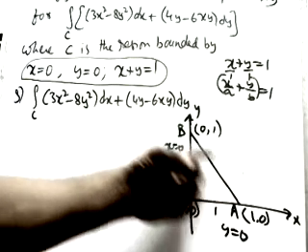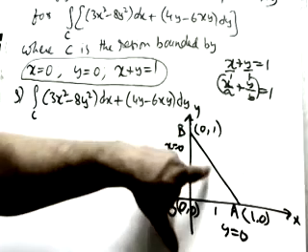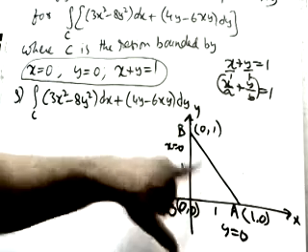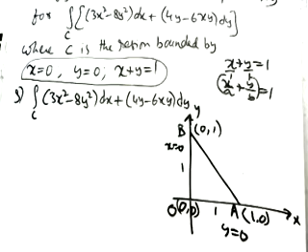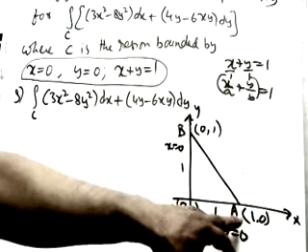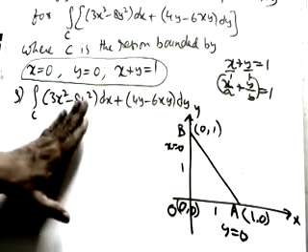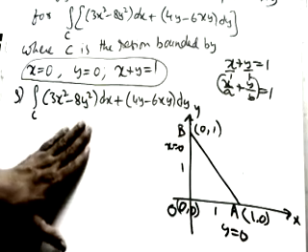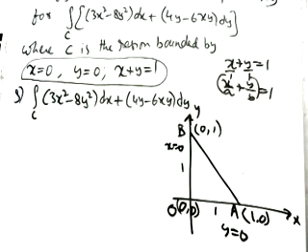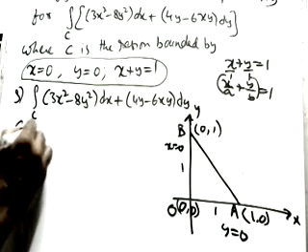So we have this curve OA, then AB, then BC, and the space inside is the region for surface integration. Let me start. First we have to go along OA for the line integration, then AB, then BC. This will be our left hand side of Green's theorem. After that we have to find the right hand side.